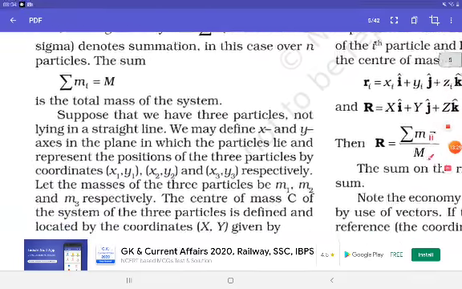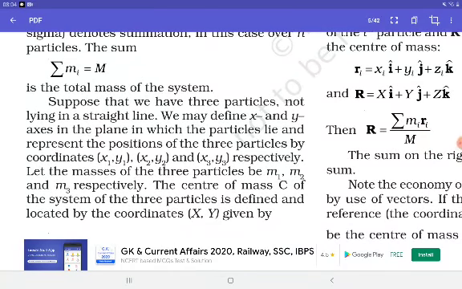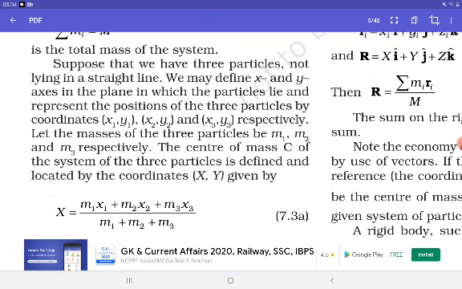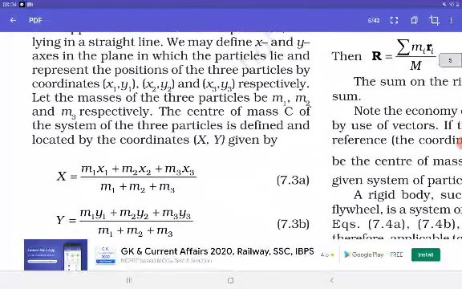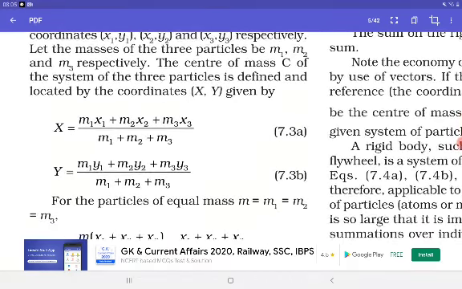equals capital M, the total mass of the system. Suppose that we have three particles not lying in a straight line. We may define x and y axes in the plane in which the particles lie and represent the positions of the three particles by coordinates x1, y1, x2, y2 and x3, y3 respectively. Let the masses of the three particles be m1, m2 and m3 respectively. The center of mass C of the system of three particles is defined and located by the coordinates x, y given by x equals m1 x1 plus m2 x2 plus m3 x3 divided by m1 plus m2 plus m3, y equals m1 y1 plus m2 y2 plus m3 y3 divided by m1 plus m2 plus m3.